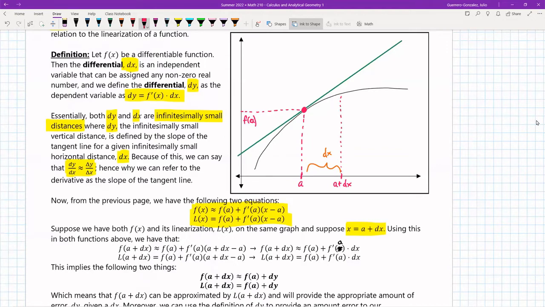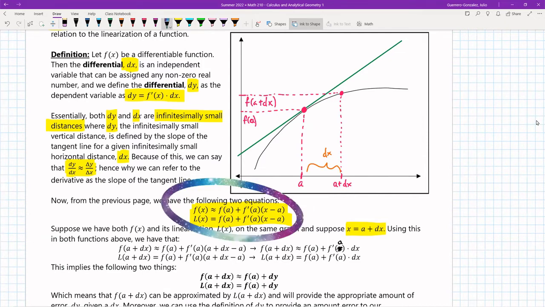Then that means that this point right here is f of a plus dx. Nothing fancy yet, but here we go. We're going to take a look at these equations now, these right here, but we're going to look at them plugging in x as a plus dx.